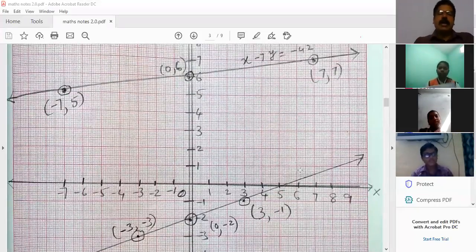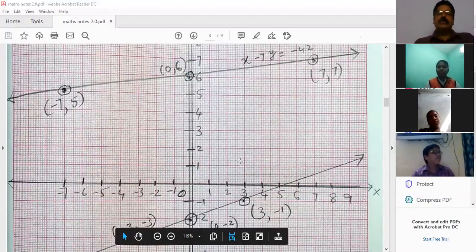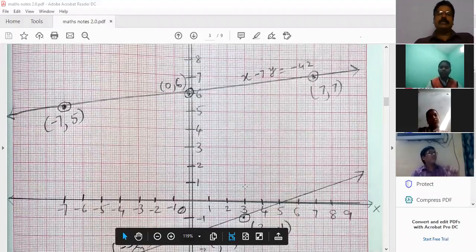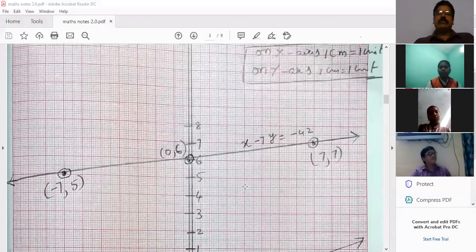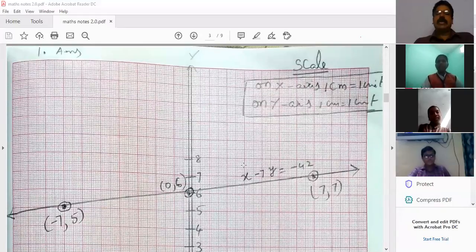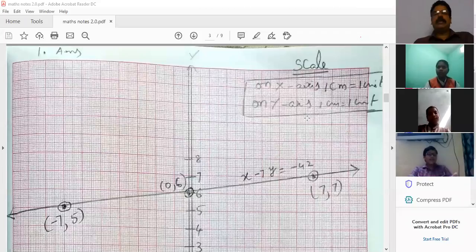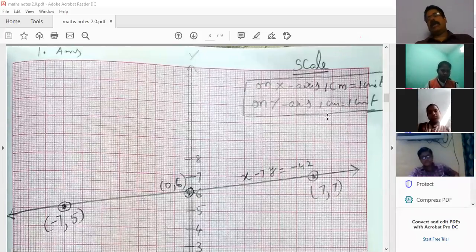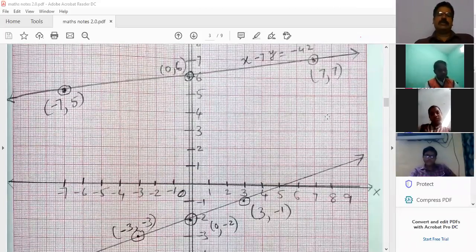You did not get parallel lines. Don't think these are parallel lines. They can meet somewhere. You definitely get a solution. These are not parallel lines. Scale I also mentioned here. I have taken the x-axis 1 centimeter equal to 1 unit and the y-axis 1 centimeter equal to 1 unit only. Understand? You have to draw the graph. You don't draw now. The solutions are there. You can plot the points and draw the graph. You should get the graph. It's not parallel lines.